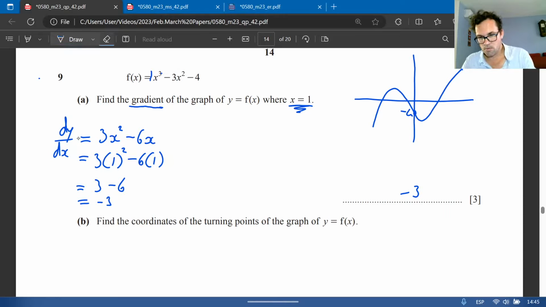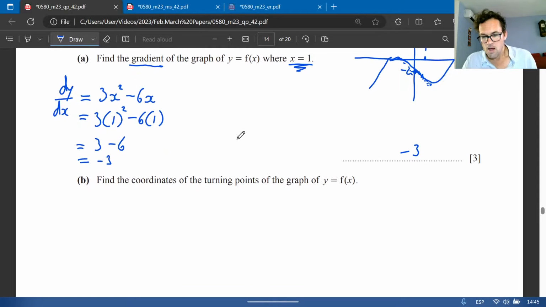So if we're going to revise our graph, we know that where x is 1, the graph is going to be on a downward curve there, going through minus 4. Something like that. So it could probably be like this. Who knows? We'll see.